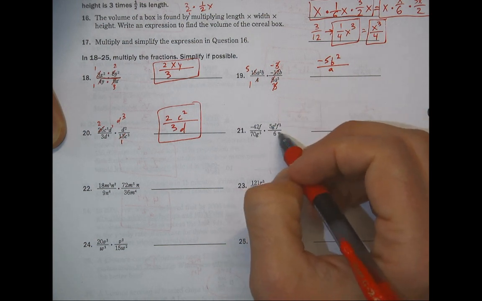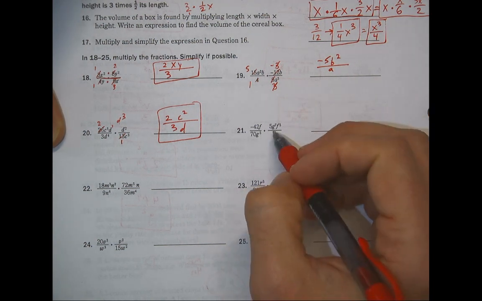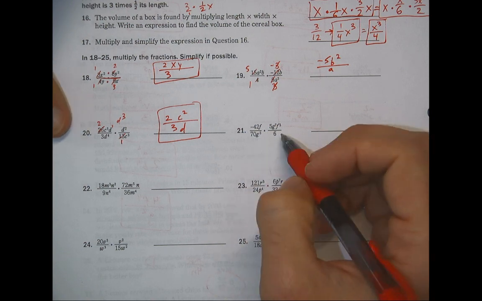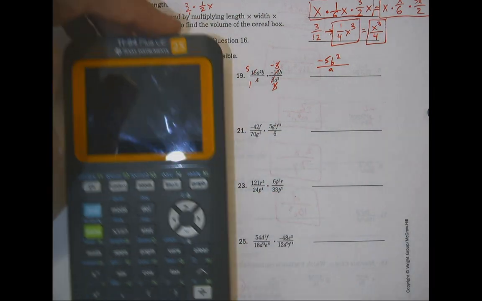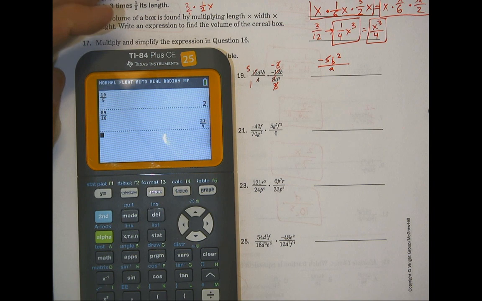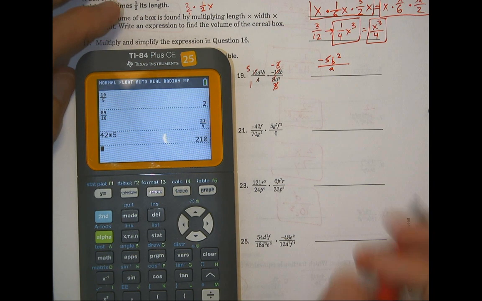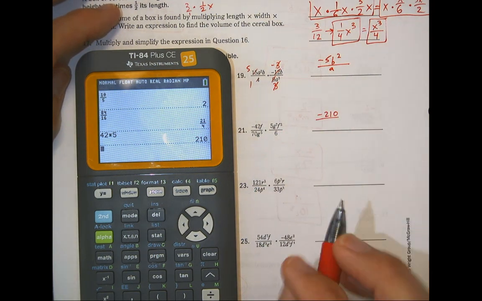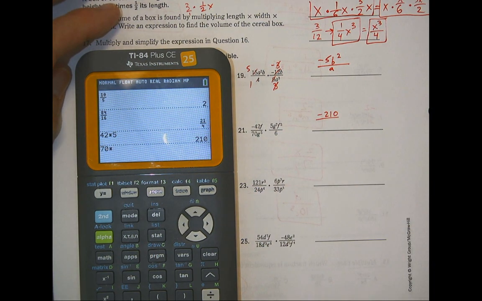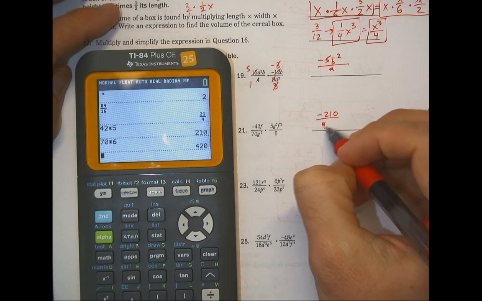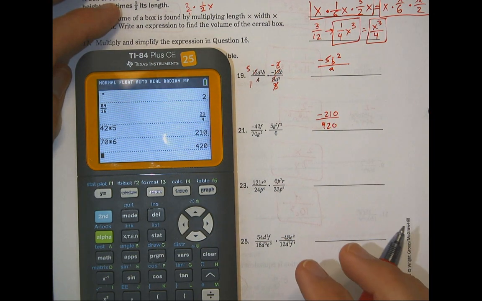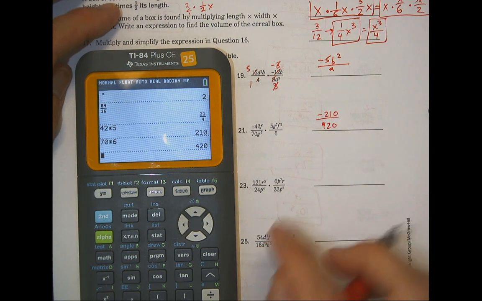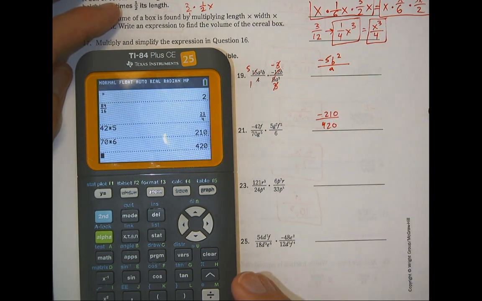Okay, now we're getting into some bigger numbers. If you want to simplify early, you can. For this one, I'm going to show that you don't have to. So we're just going to go ahead and multiply straight across right here. So 42 times 5 is 210, and of course it's negative. On the bottom, 70 times 6, 420. And you might see that that's going to go right into it. If you double 210, you're going to get 420.